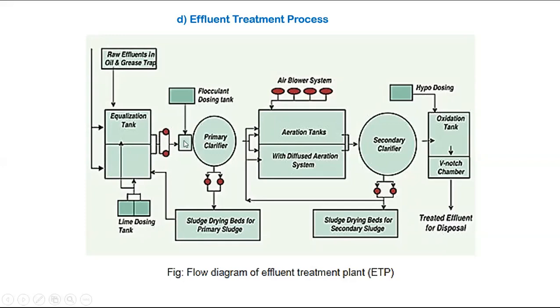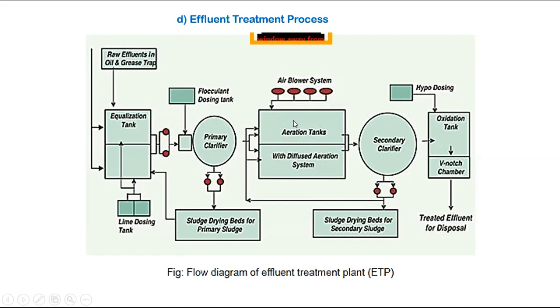After the flocculation tank, it will go into the primary clarifier. From the primary clarifier, same as that STP only, some sludge will be removed, and the clear water will go into the next stage. From the primary clarifier, they will put some pump for removing the sludge. This sludge will go again into the equalization tank only. From the primary clarifier, this clear water will go into the aeration tank.